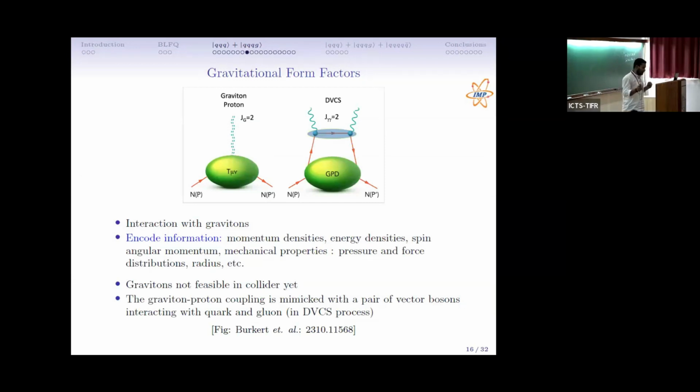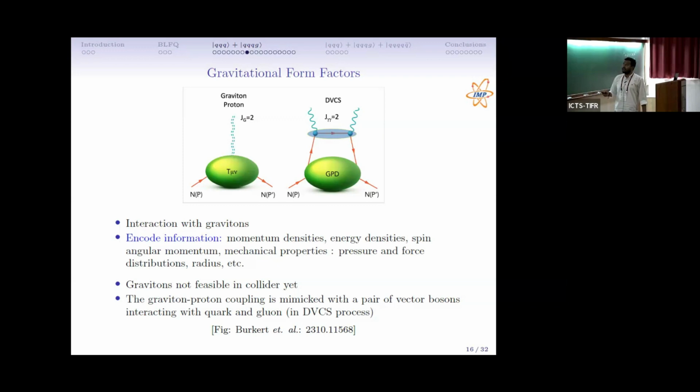Okay, so now I want to talk a little bit about the gravitational form factor. Gravitational form factors appear when a graviton interacts with the proton, but the problem is that the gravitational interaction is very small compared to the electromagnetic interaction, so the graviton is not detected yet in the collider. It is important because if you know the gravitational form factor, then you can calculate many other properties like mass, momentum, and the mechanical properties like pressure and shear force inside the proton.